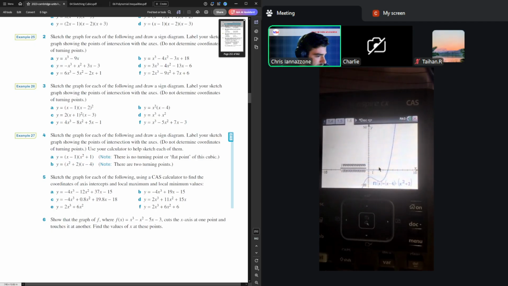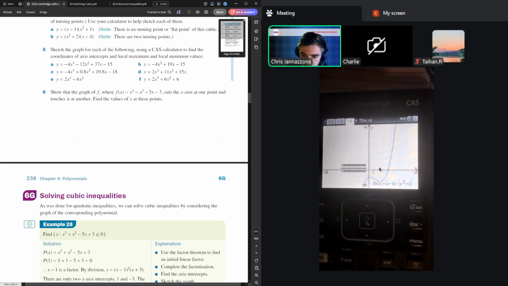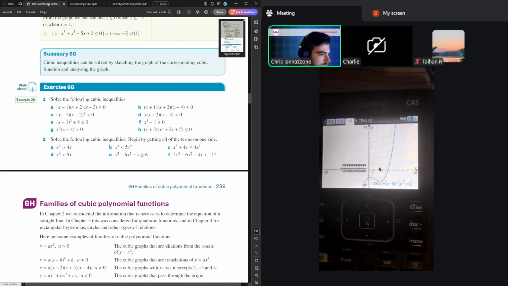Cool. Okay, that's pretty much all the key examples. I guess we do have time to have a look at the inequality bit, so let's give that a shot instead.